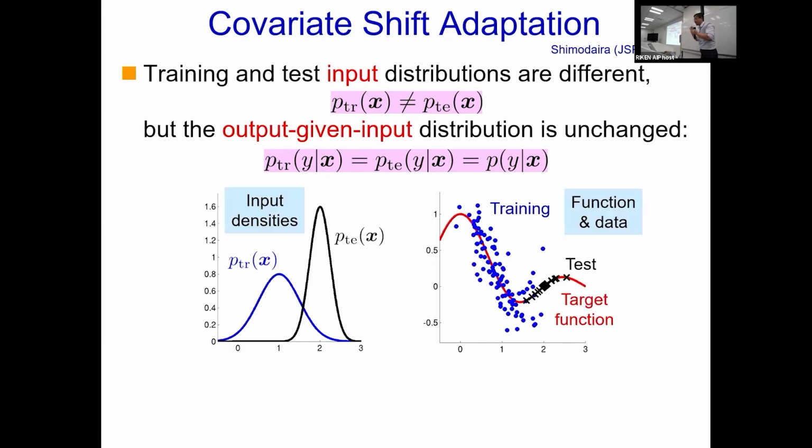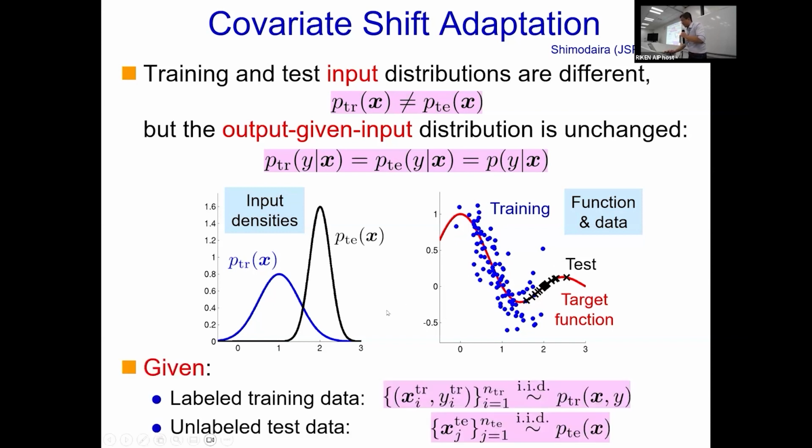This problem, covariate shift, can be nicely illustrated in regression. Suppose we have this blue Gaussian, P_train, and this black Gaussian, P_test. The output given input distribution does not change, so we have the same regression function between training and testing. But we have different regions of points. For training, we have data from the left-hand side, but for testing, we have points from the right-hand side. Basically, from the blue points we want to predict these black crosses. It's a kind of extrapolation problem. That's a typical covariate shift problem.